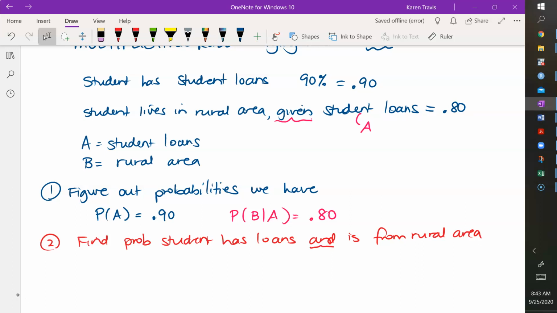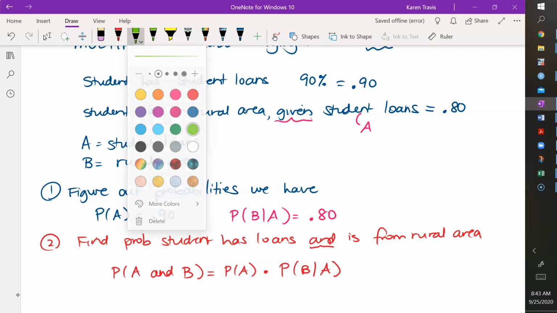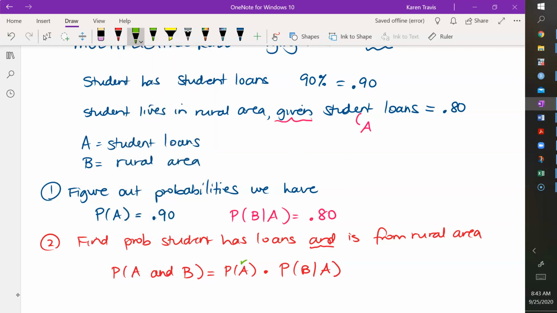So we're going to use the multiplication rule that says the chance of A and B is the chance of A multiplied by the chance of B given A. As a careful thing to notice here, we're multiplying by the chance of A because that was the given. And that's going to give us the correct probability. So we take a 90% multiplied by the 80%, and we're going to get 0.72.